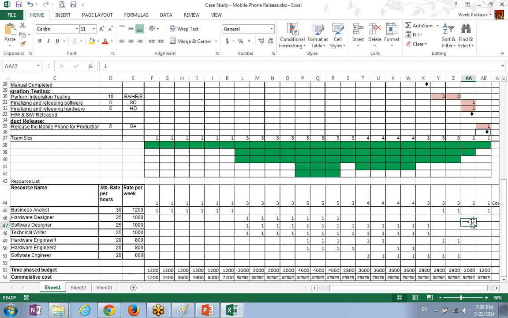Now, we have to check this out. Okay, will this be possible? He will be missing for 1 week. Probably not. Okay, similarly, the hardware designer is coming on board on this date and going off board on that date. So based on that, I have added all the resources. This is called, you can see, resource loading.